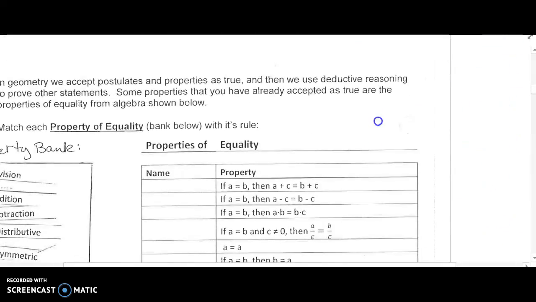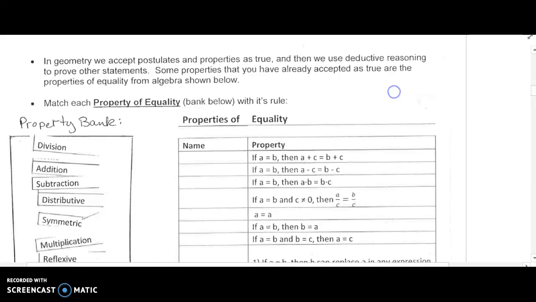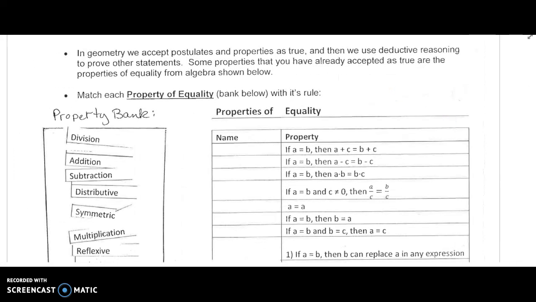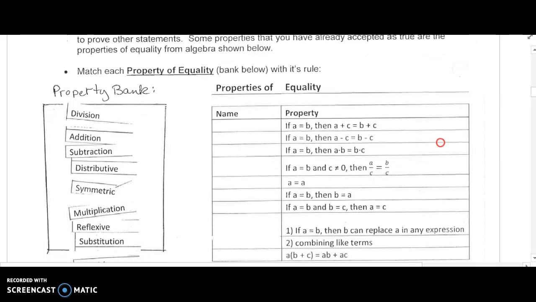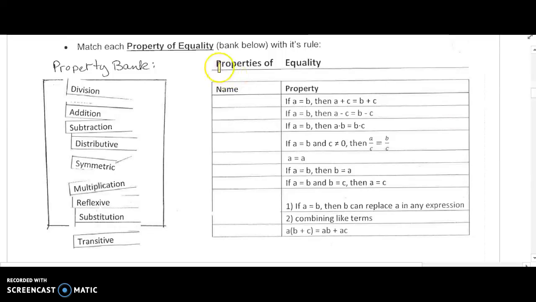And then we stopped. So what we're going to do now, before we get into some of the geometry style proofs, is practice with some things you might be a little bit more familiar with. We're going to start with some algebra. So these are the algebraic properties of equality. We're going to start with algebra proofs. And so let me go through some of these that you've seen before.